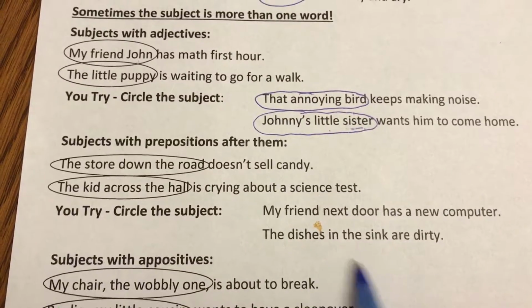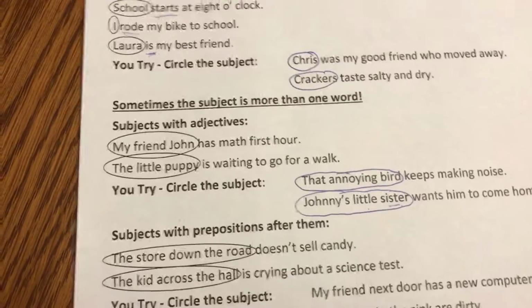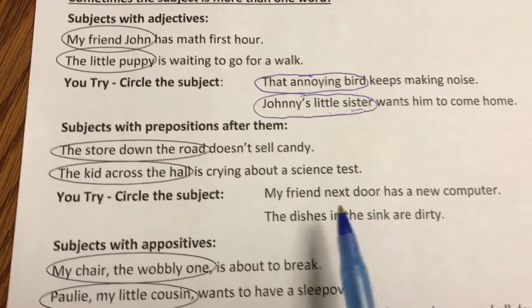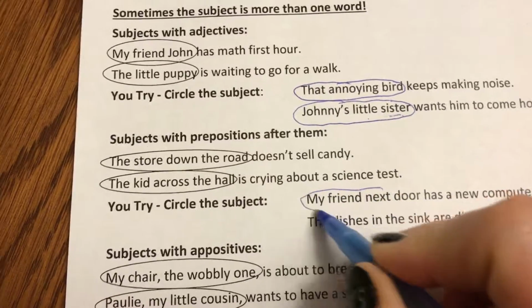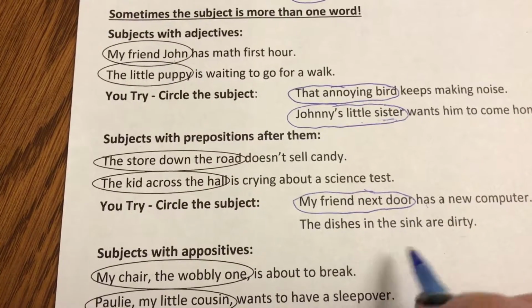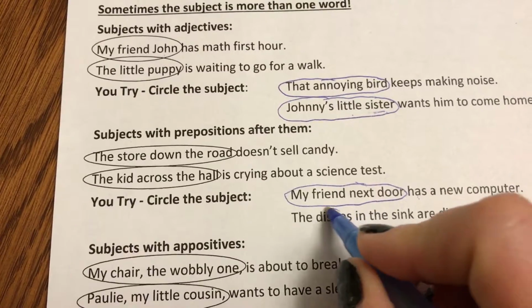My friend next door has a new computer. All right, so who is it that has a new computer? It's my friend next door. Has is the first verb. So all this is circled. The dishes in the sink are dirty. What's dirty? The dishes that are in the sink.